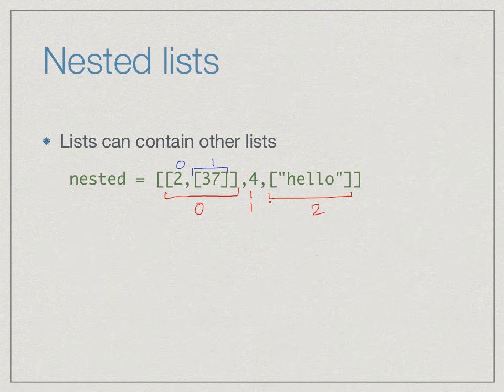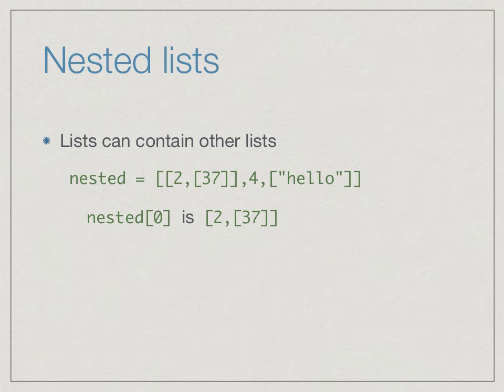Similarly, the value at position 2 is itself a string, and therefore this is a sequence and it has its own positions. So if we look at this example, then we can see that if we want to look at the 0th position in nested, then as we said, we get this value, and this value consists of a list itself containing 2 and the list containing 37. On the other hand, if we ask for the first position, position number 1, then we get the value 4.